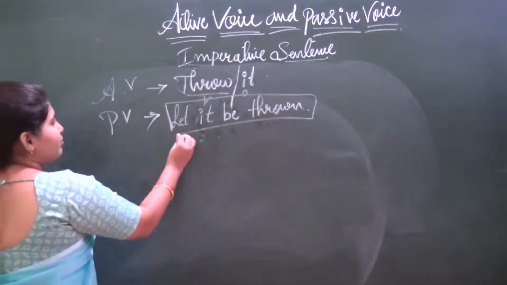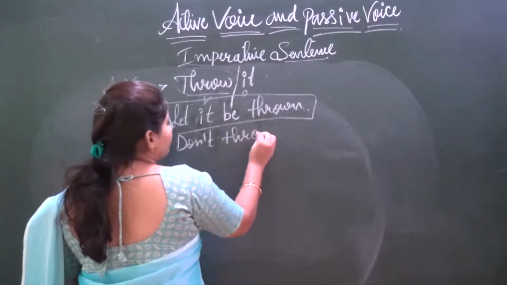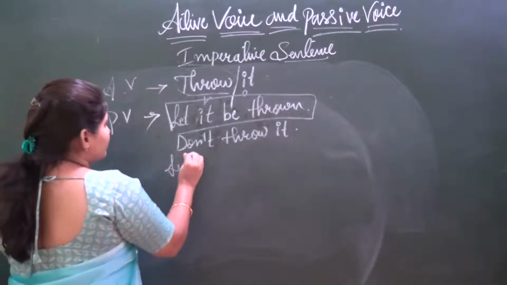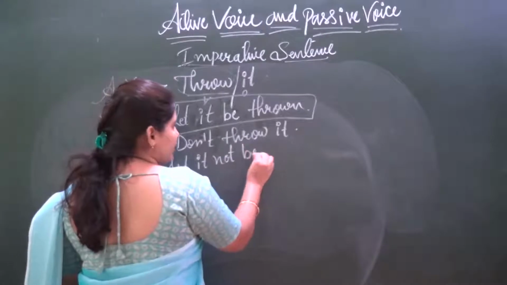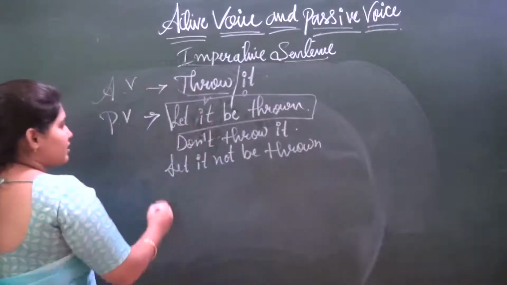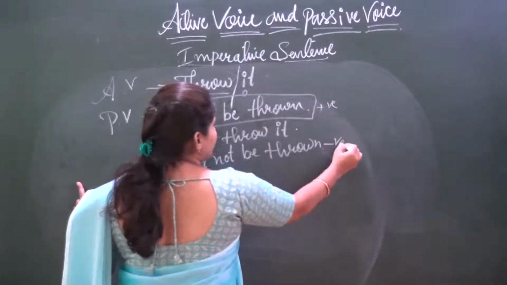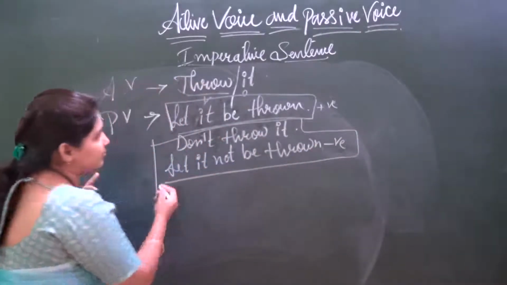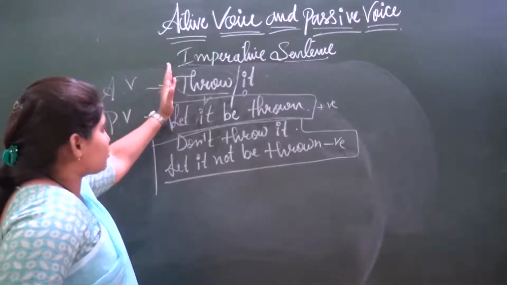Now, what is the negative form? Don't throw it. Now, let it not be thrown. So this is the positive structure and this is the negative structure. I hope you are understanding what an imperative sentence is.